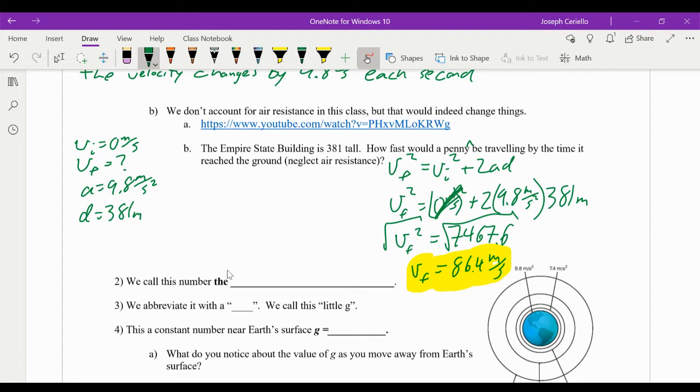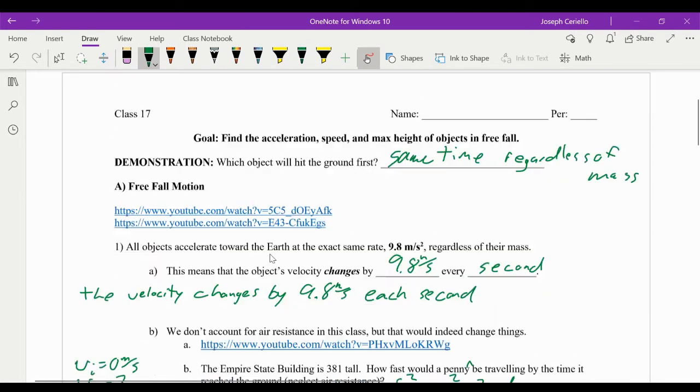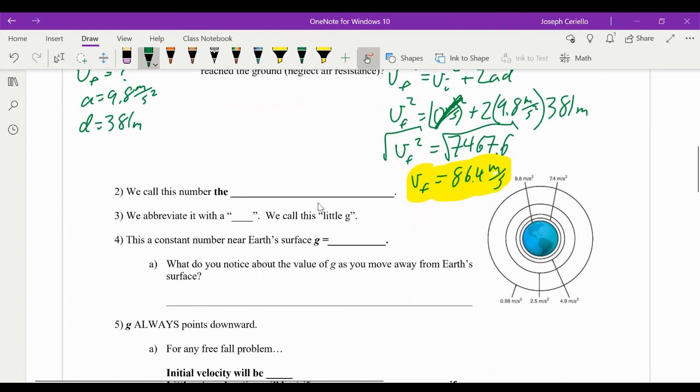So number 2 says, just referring back to the beginning, the 9.8, we call that number the acceleration due to gravity, which we abbreviate with a little g, and we call it little g. This is a constant number near Earth's surface, which is equal to 9.8 meters per second squared. That is right off your reference table.